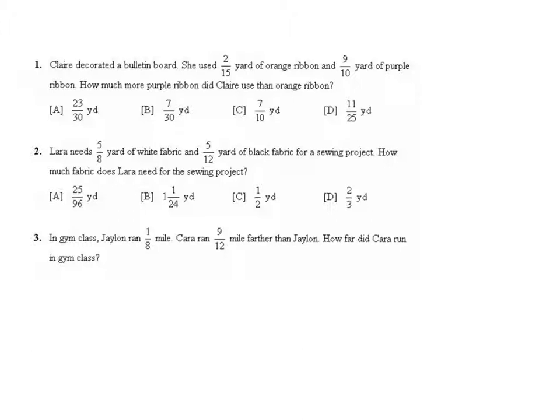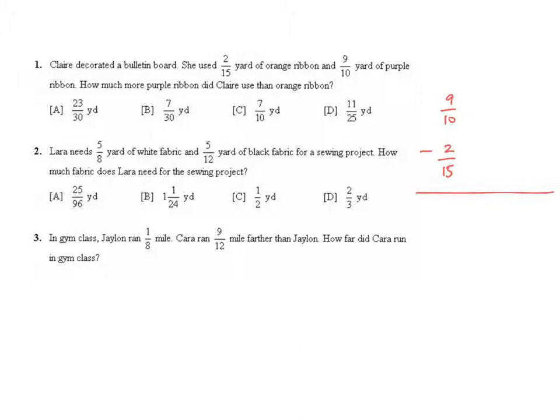So she used more of one type of ribbon than the other. We're trying to find out how much more. So we just want to know how far apart these two numbers are. And anytime you're trying to find how far apart two numbers are, that is subtraction. So we're going to take our larger number, 9/10, and we're going to subtract the smaller number, 2/15.